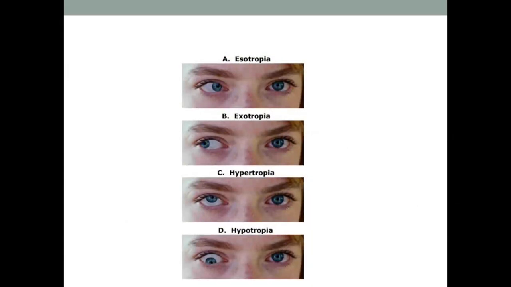So let's recap for a minute, just in case I lost any of you. In figure A, we have an esotropia, the eyes turned inward. In B, we have an exotropia; look at the right eye, it's turned outward. In C, we have a hypertropia, so the right eye is elevated with respect to the left. And in D, we have a hypotropia, where the right eye is downwards with respect to the left.